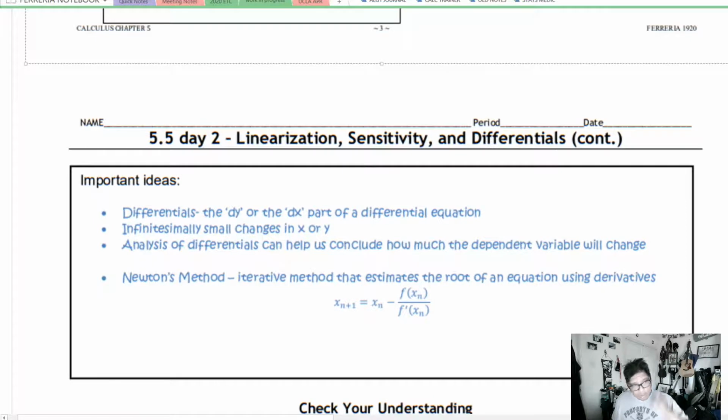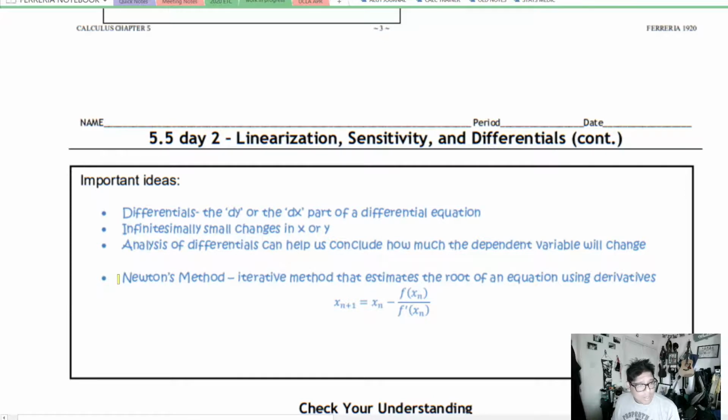So here are our important ideas. First of all, the differential is the dy or the dx part of the differential equation. You have two differentials that come from a derivative, an infinitesimal change in y and an infinitesimal change in x. Analysis of differentials can help us conclude how much the dependent variable will change. And that's, as far as we're concerned in calculus BC, calculus AB, that's all we're really worried about.